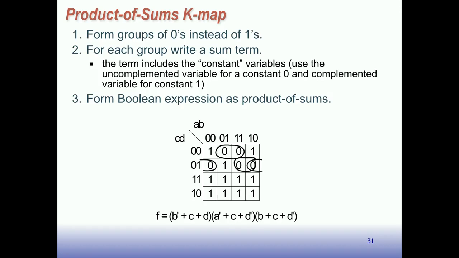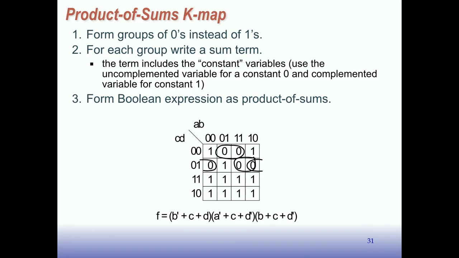Because there's fewer zeros, you're going to cover the zeros with less stuff. I did it with 3 groups here. This group is going to lead to one of these. Here, look, C, D is constant 0, and then B is a constant 1. Constant 1 in this form, the product of sums, means B is going to appear as complemented. So we're going to have B bar or C, D.